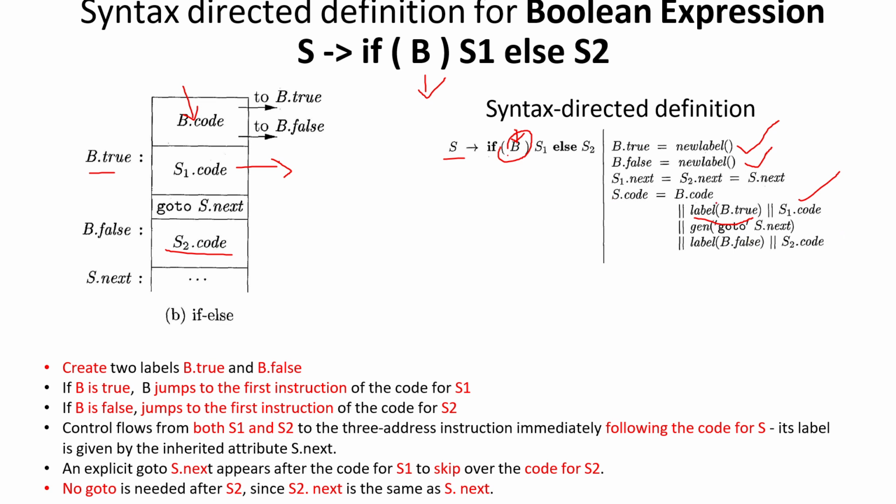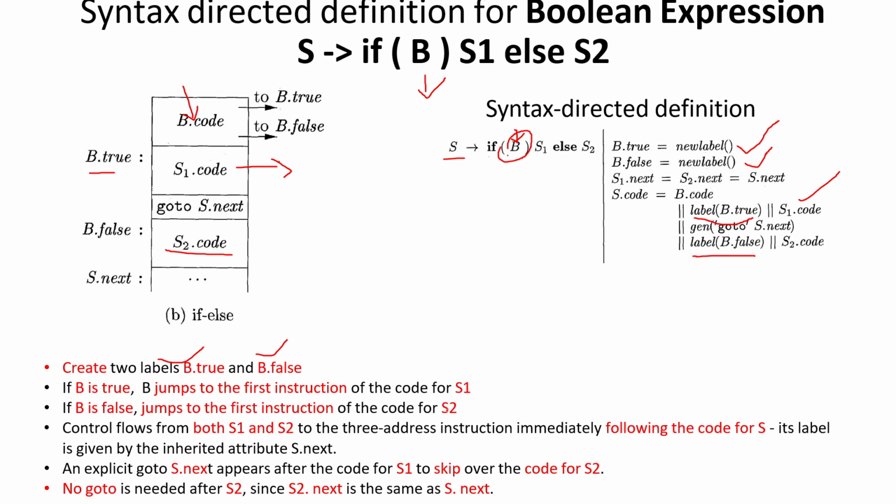If b.code is false, it will go to the label b.false. In b.false, we have a statement s2.code, so that will be executed. As I told, we have created two labels, b.true and b.false. Suppose b is true, it jumps to the first instruction of the code for s1. If b is false, it jumps to the first instruction of the code for s2.